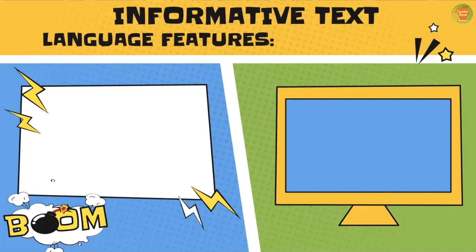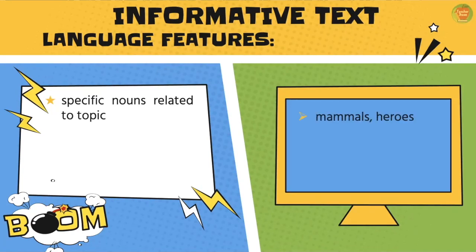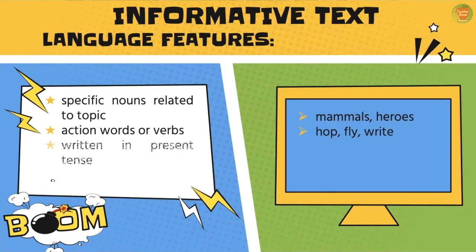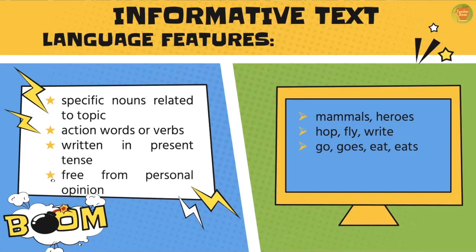The language features of an informative text are specific nouns related to the topic, like mammals, heroes; action words or verbs like hop, fly, write. It is written in present tense, like go, goes, eat, eats. And it's free from personal opinion, and it all comes from facts.